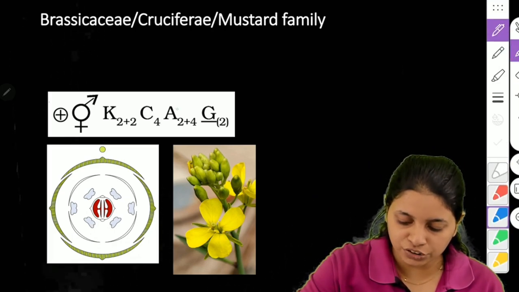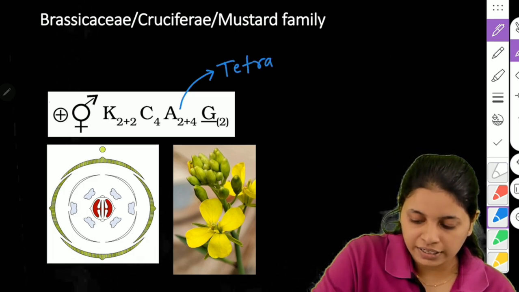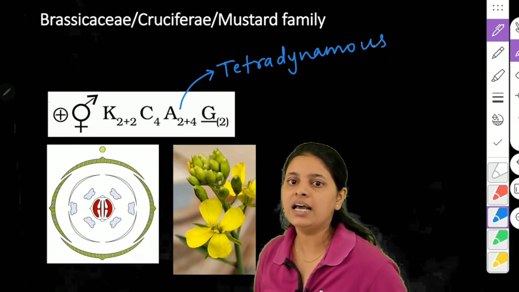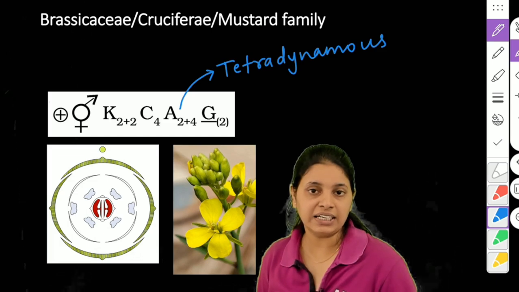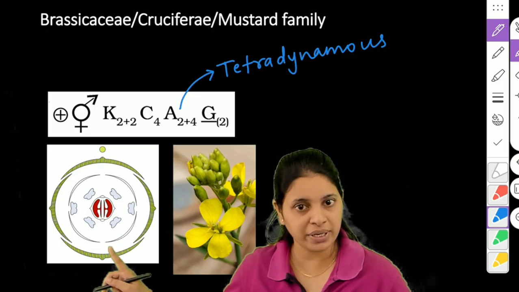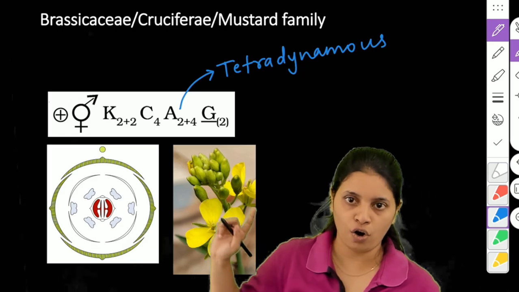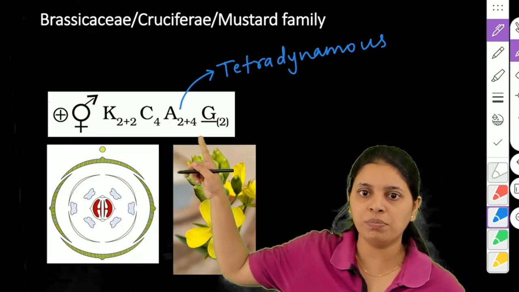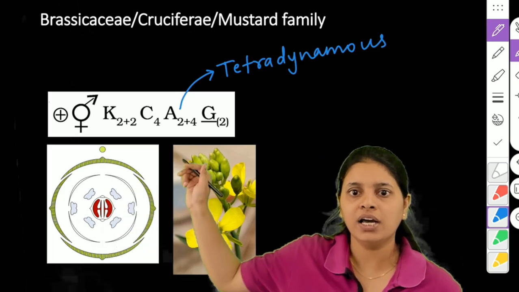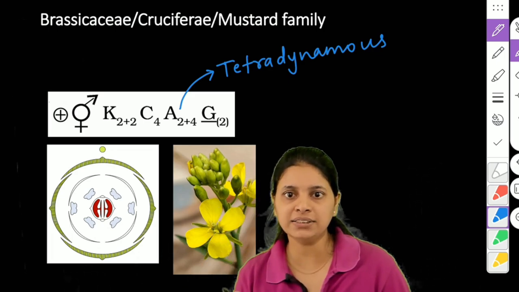This particular condition is known as tetradynamous condition. Tetradynamous condition. Okay, a very important character of Brassicaceae, that is cruciferae. Okay, tetradynamous condition. There are total 6 stamens. The 2 outer ones are short and the 4 inner ones are longer. Okay, this characteristic arrangement A2 plus 4. We always go from outside to inside. That is why we have mentioned 2 plus 4. Okay, so A2 plus 4. This is characteristic feature. Okay, tetradynamous condition.